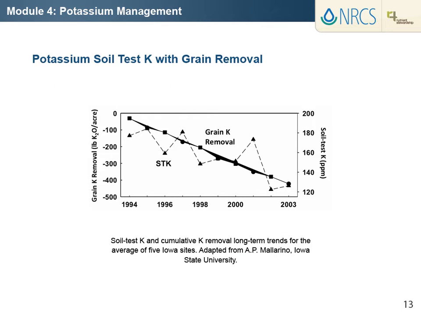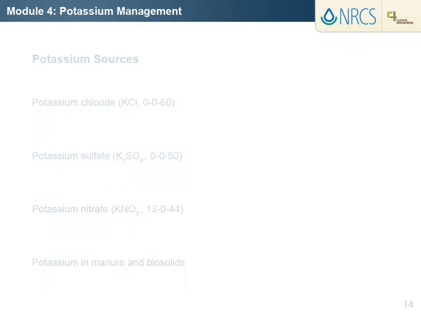This figure provides an example of the long-term relationships between potassium removed with harvest and soil test potassium for several typical Iowa soils in a corn-soybean rotation. Data in this figure shows the commonly found high temporal variability of soil test potassium, which is much more than for phosphorus, but shows a linear relationship between potassium removal and soil test potassium over the long term.